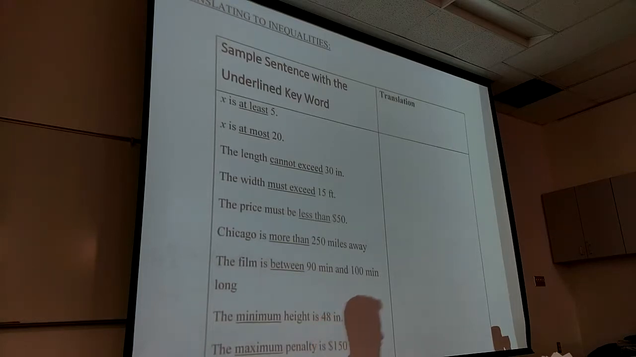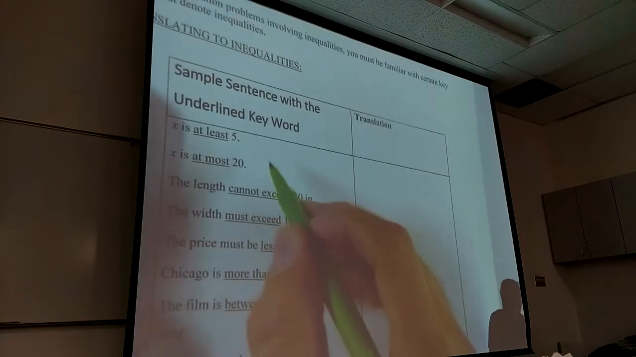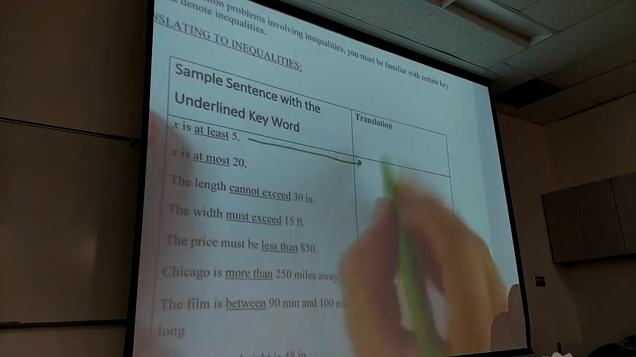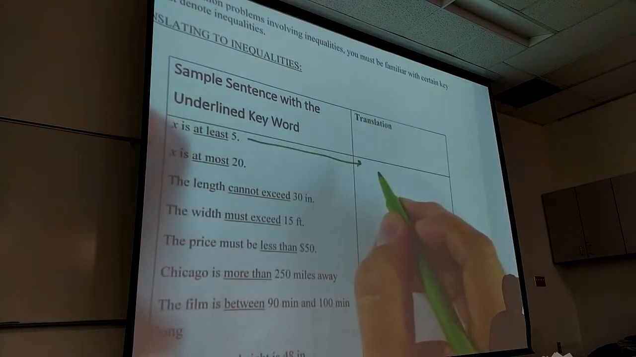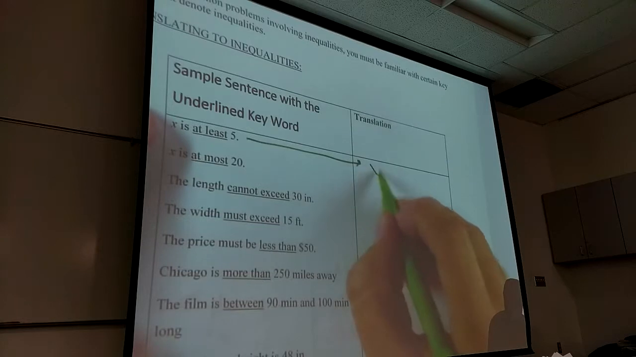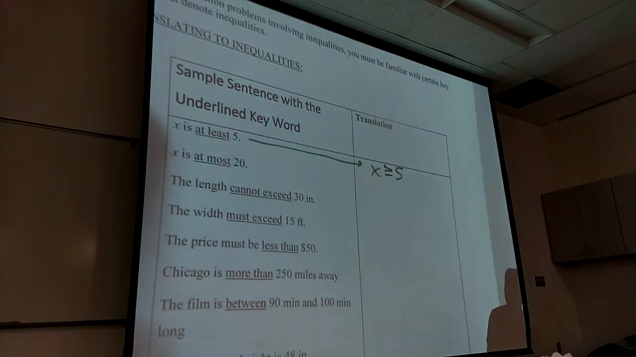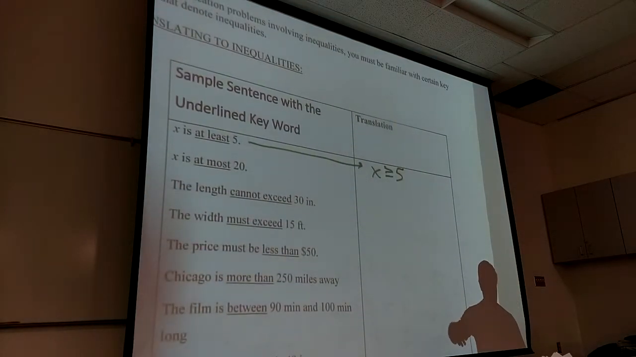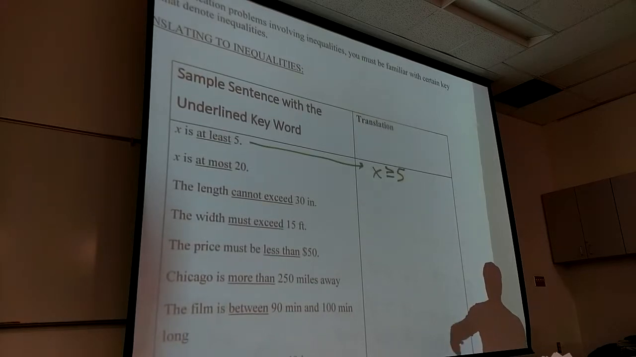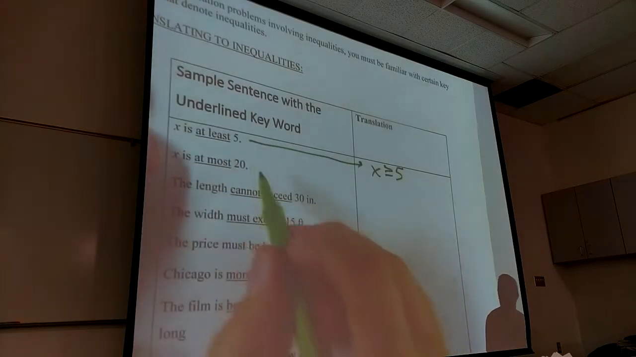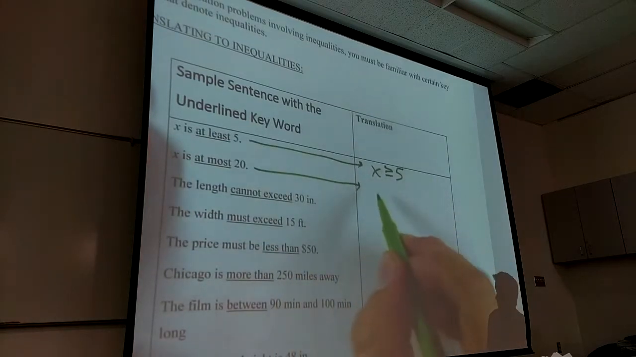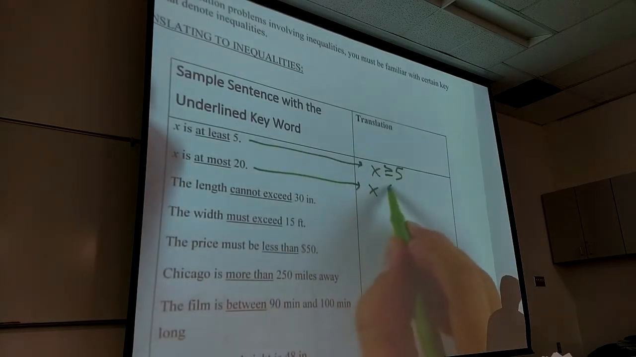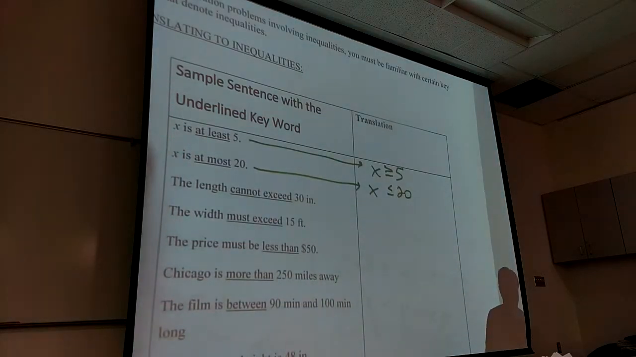All right. Talking about translation, how would I write x is at least 5? Greater than or equal to. At least and at most both include the number. At least 5 means you can include 5. At most 20 would then be the other way around. At most 20 means less than or equal to 20.